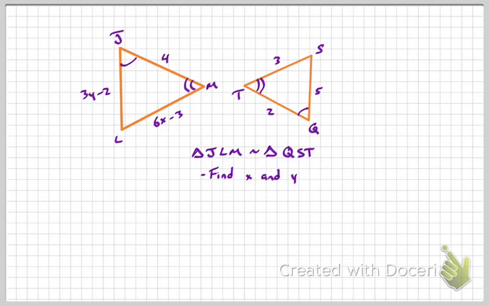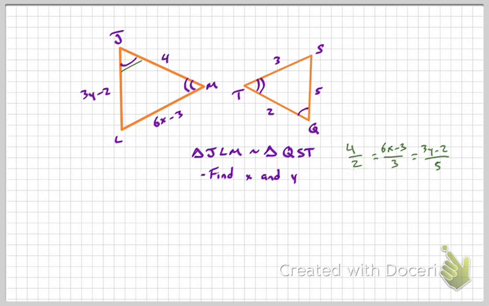Okay, so single arc, double arc, 4. Single arc, double arc, 2. Single, double, single, double. Double to no arc, 6x minus 3. Double to no arc, 3. No arc to single, 3y minus 2, 5. So remember, these are all equal. So now, here's my ratio.